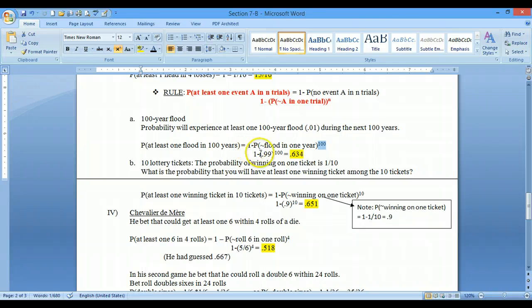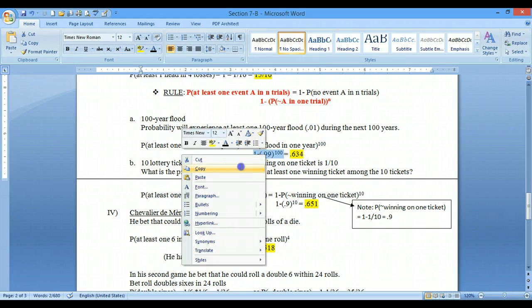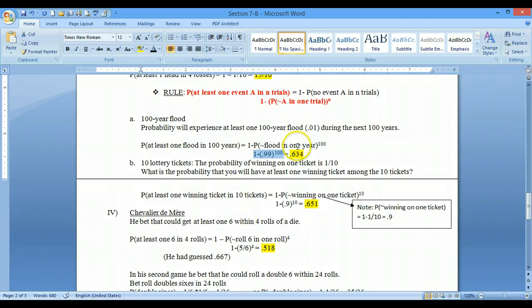So I have 1 minus 0.99 raised to 100, and I can do this in Microsoft Excel if you want. You would copy and paste it in, and if it doesn't show, you would use a caret here. When you calculate that in Excel, it will give you 0.634. All right, let's move to the next example.